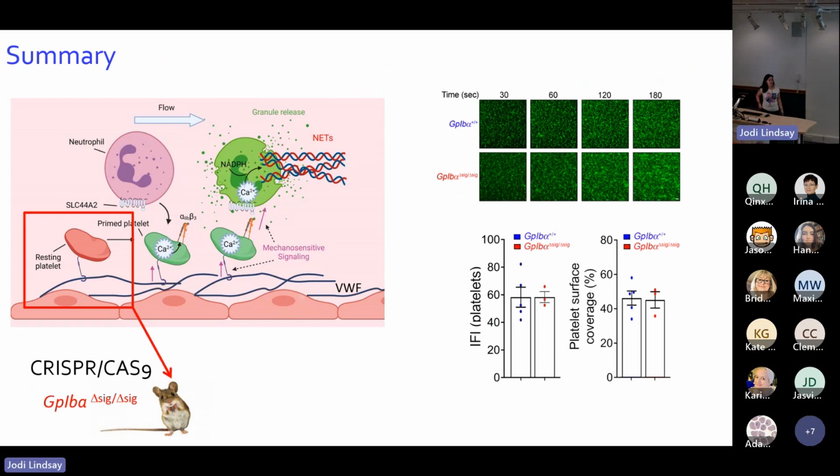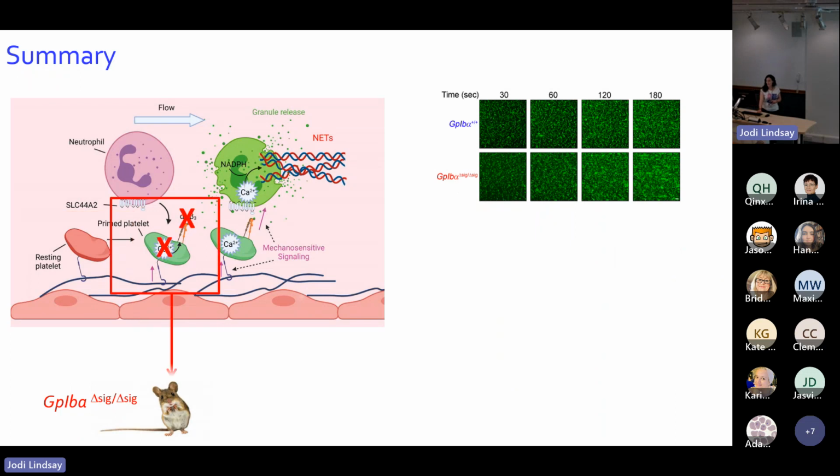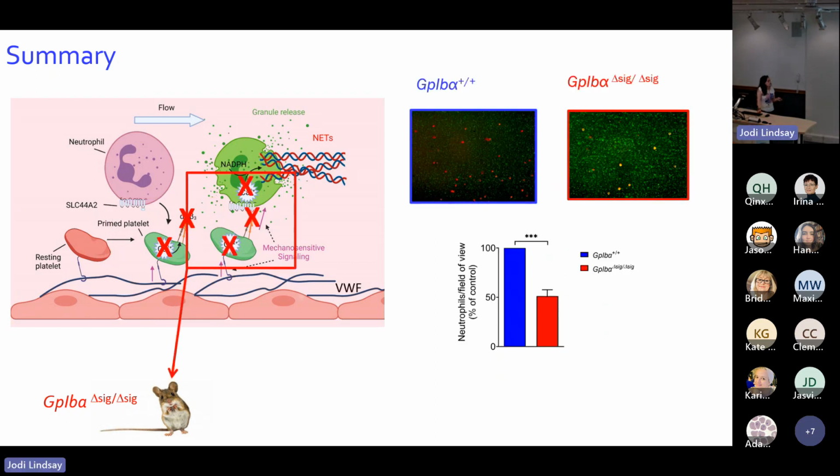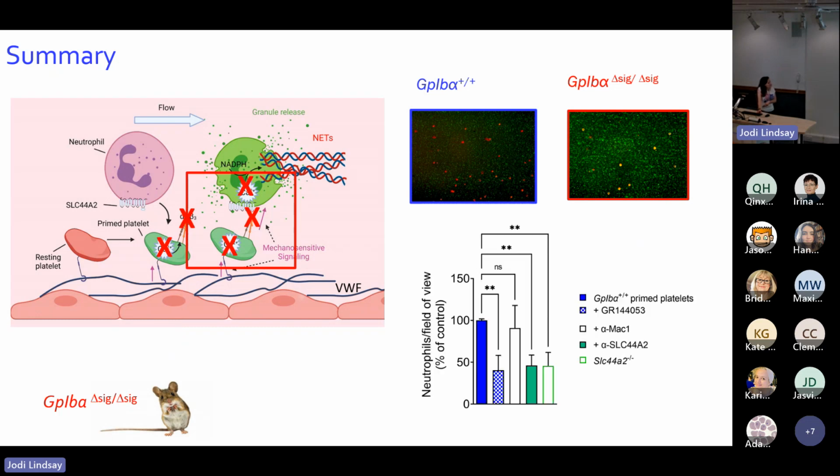So in summary, for this part of the talk, I showed you that GP1B alpha delta 6 platelets can be normally recruited on VWF. However, the signaling downstream of VWF GP1B alpha is reduced, as is the recruitment of neutrophils onto those primed platelets. The murine VWF-primed platelet neutrophil interaction is alpha-2b beta-3 and SLC44 dependent and MAC1 independent.